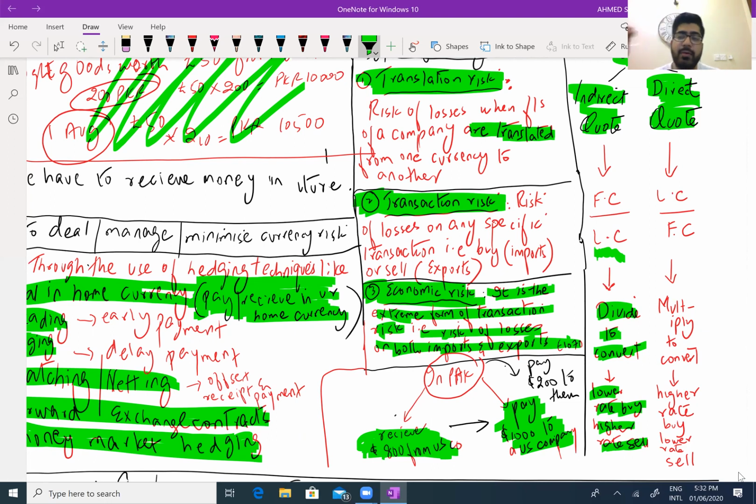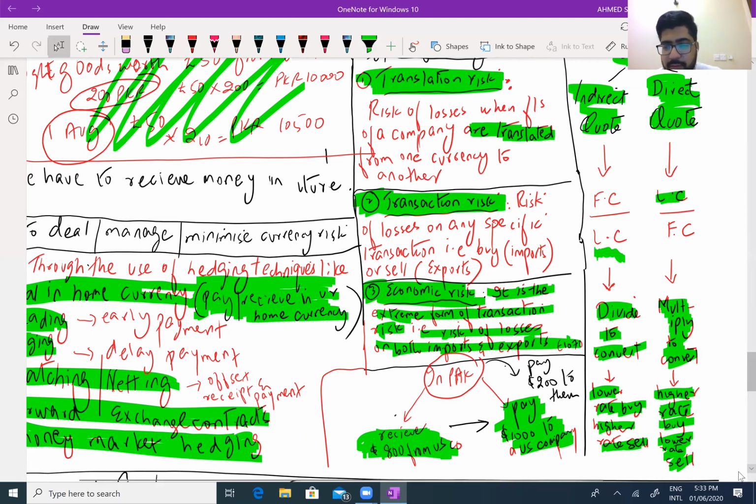However, if you see local currency in the numerator and foreign currency in the denominator, that's a sign of direct quote. Whenever there is direct quote, you need to multiply to convert. Okay. And the higher rate is buying and the lower rate is selling. Let me give you 1 or 2 examples before moving towards forward exchange contracts.